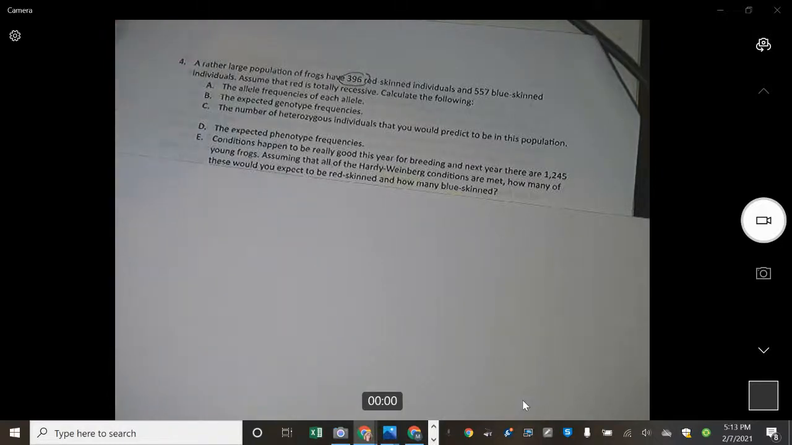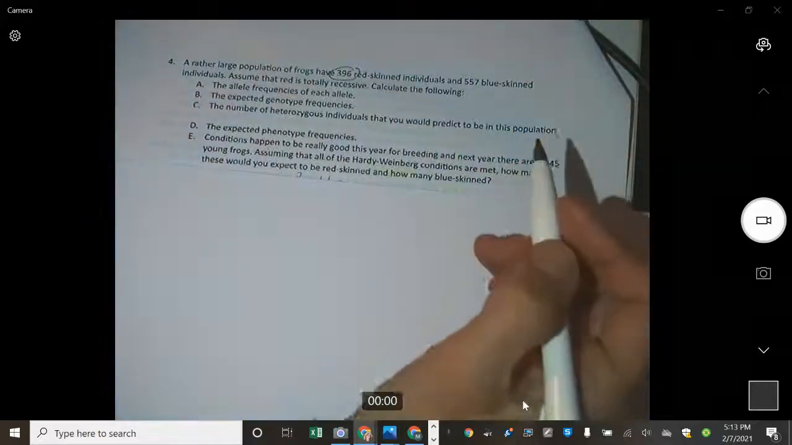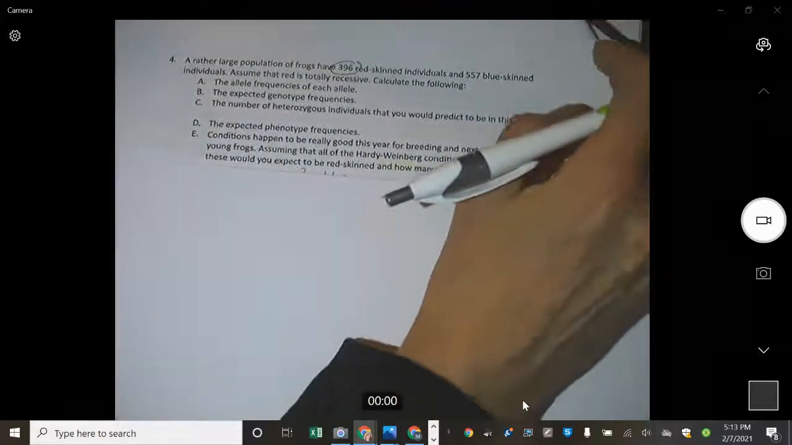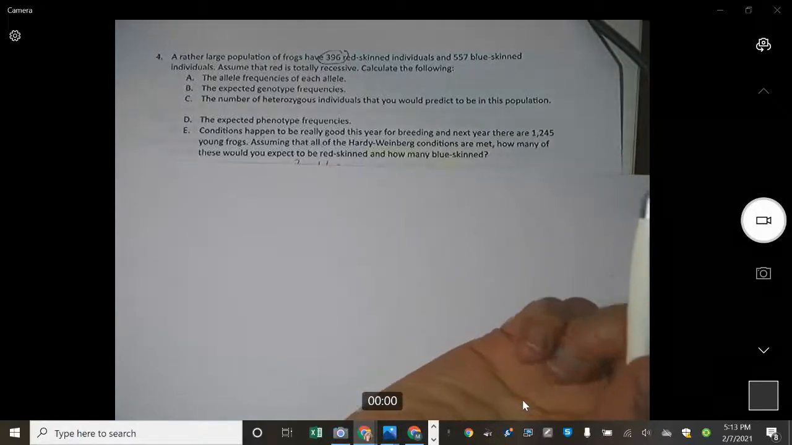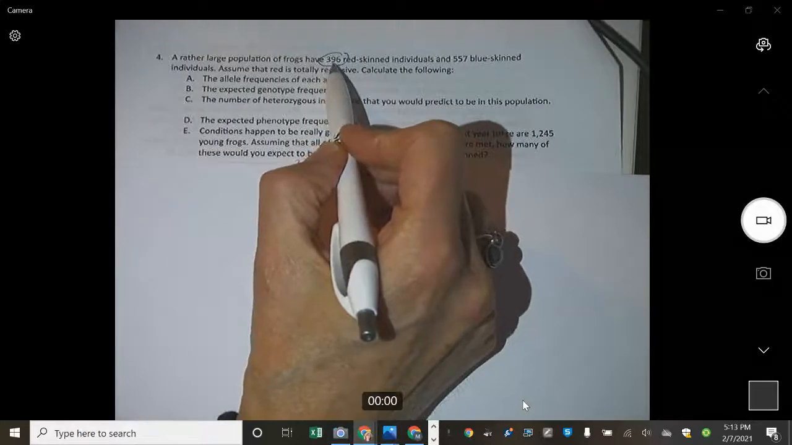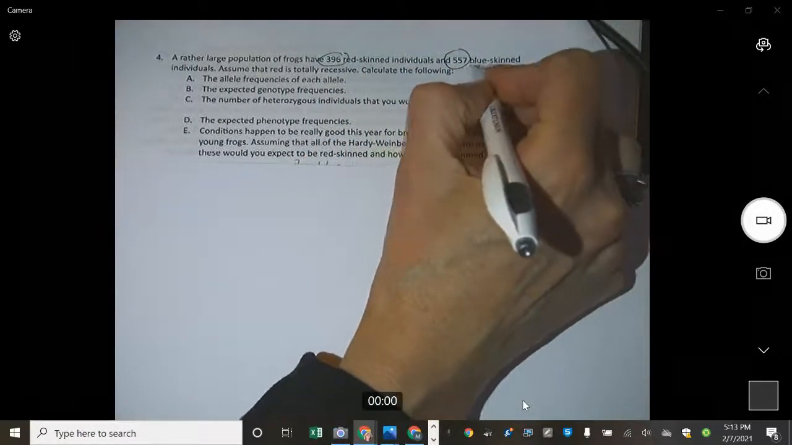Welcome to AP Biology. We're going to go over some more Hardy-Weinberg problems. This one is a little bit harder than the ones that we did in the first video because they don't give you the percentage of dominant or recessive individuals. They just give you full numbers, like 396 are red-skinned and 557 of these frogs are blue-skinned.